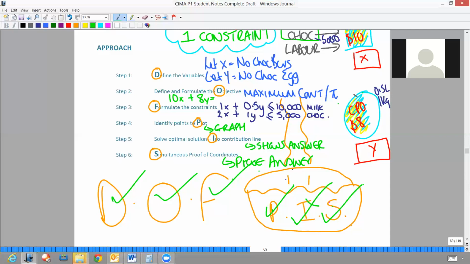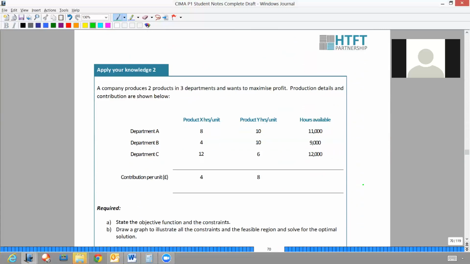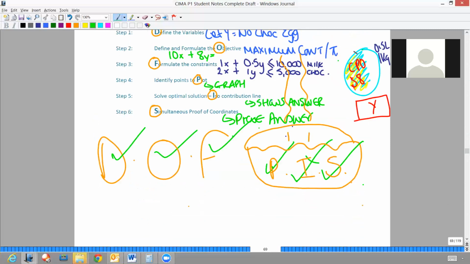So what we'll do is we'll have a look at Apply Your Knowledge 1, which will take us through a full example, and it will take us through every single one of these steps. But we'll do that under a separate recording.